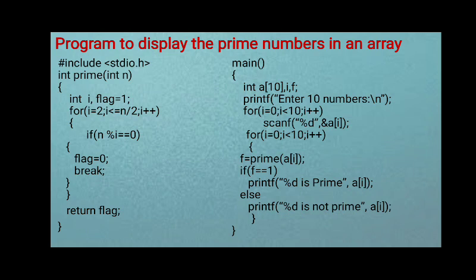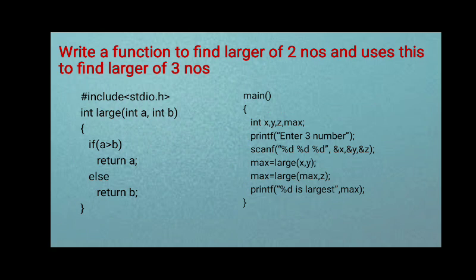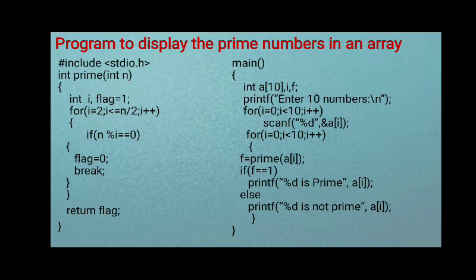You can also write this if else part inside the function instead of returning any flag. That is also possible. You can write void here, but in that case you'll also have to pass the value from the main program. This statement can also be written inside this. That is also a possible method. It is not compulsory that in this function you have to return a value, but you have to pass a value from the main program. So that is all about function programs.